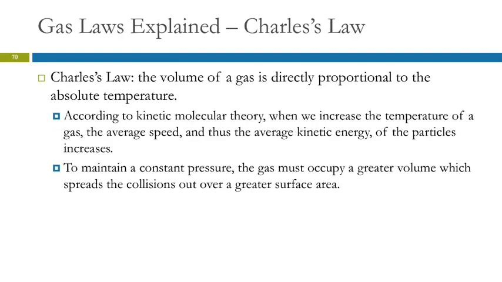Charles' law says the volume of a gas is directly proportional to the absolute temperature. So when we increase the temperature of a gas, we increase the average speed, we increase the average kinetic energy of the particles. In Charles' law, the pressure needs to be held constant. And so that's done by allowing the gas to change its volume. So if we've got the gas particles moving faster, they're hitting more frequently and they're hitting harder. In order to keep the pressure constant, because that would cause an increase in pressure, we have to increase the volume and spread the collisions out over a larger area.